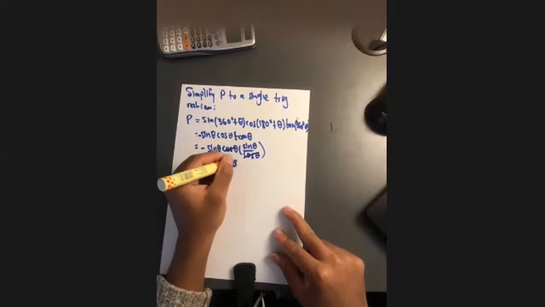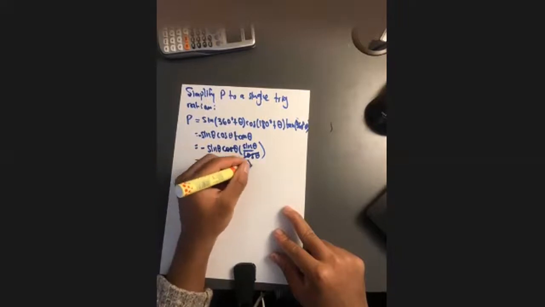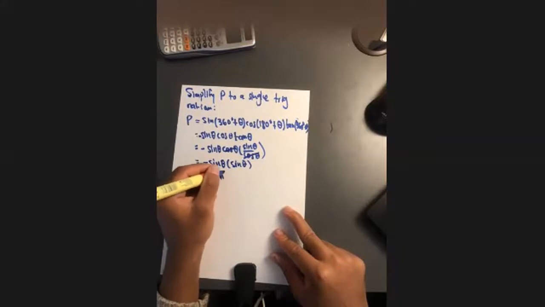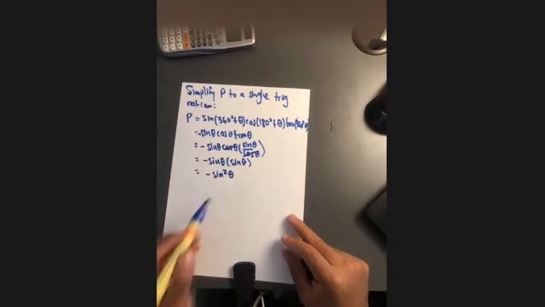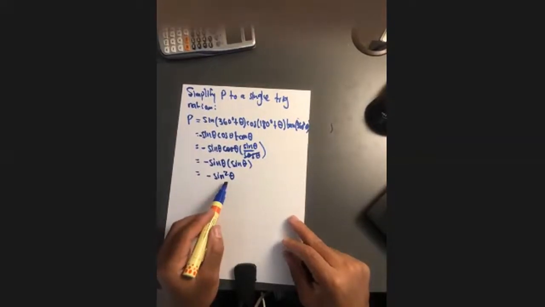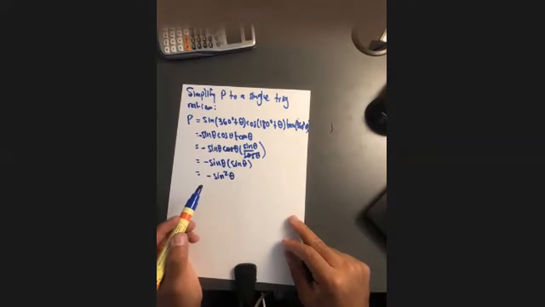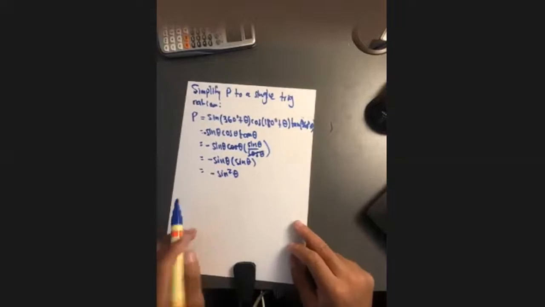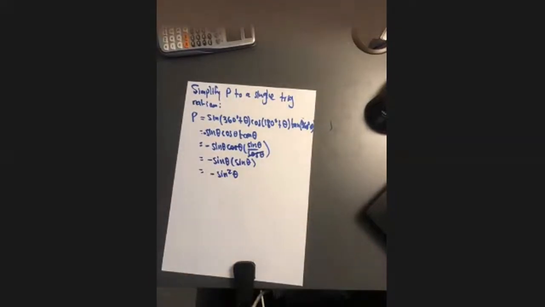times the sine of theta. And then you're going to have the minus sine squared of theta after multiplying these 2 together. And then we do know that this is a single trigonometric ratio because it's only sine. So that's how we can go about solving such problems.